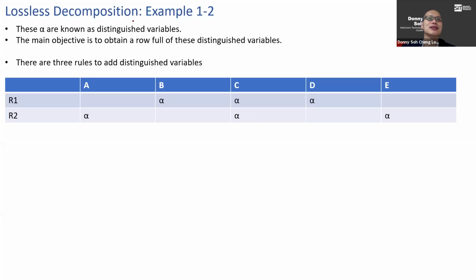So alpha is known as the distinguished variable. The main objective is that I want to be able to add distinguished variables through my functional dependencies until I have one whole row of distinguished variables. Once I have one whole row of distinguished variables, it means that my decomposition is not lossy. It means that I'm able to recreate my original table from my decomposed tables.